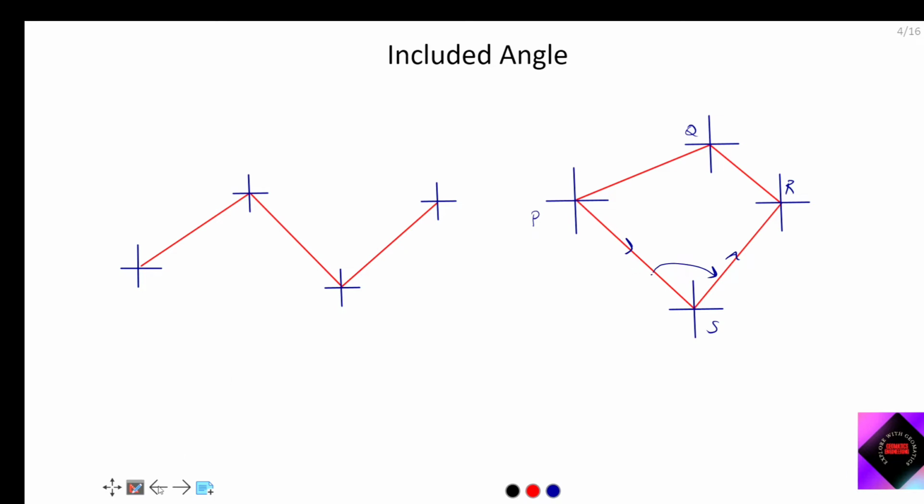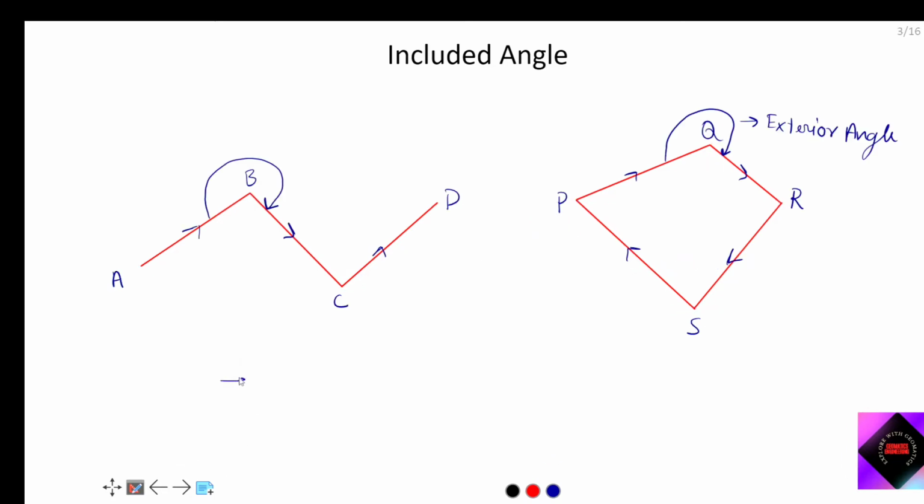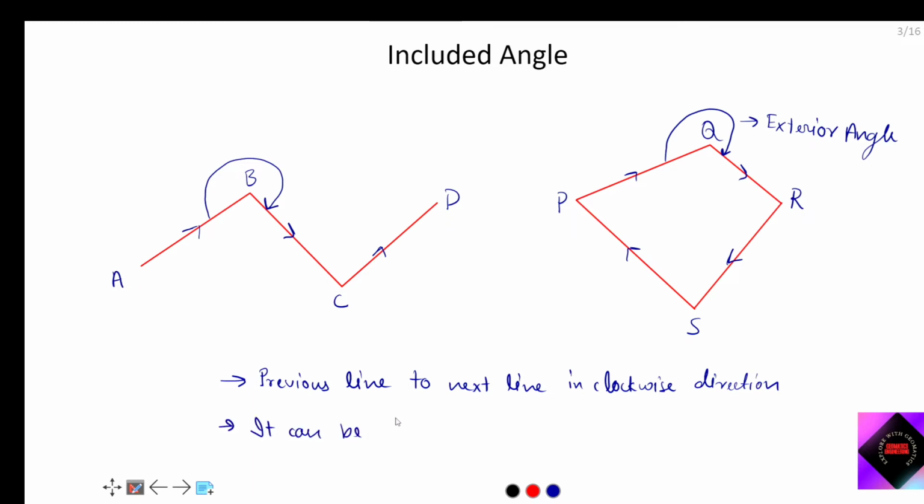Now we will see. Just remember that we measure from the previous line to the next line in clockwise direction. Just remember this and you will understand what an included angle is. Clockwise direction. It can be an interior angle or an exterior angle. It can be anything.